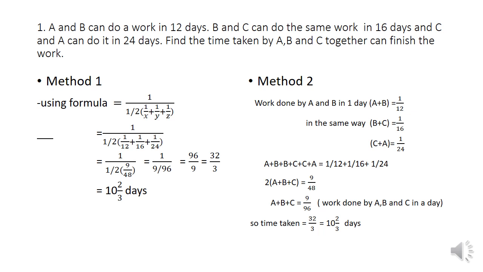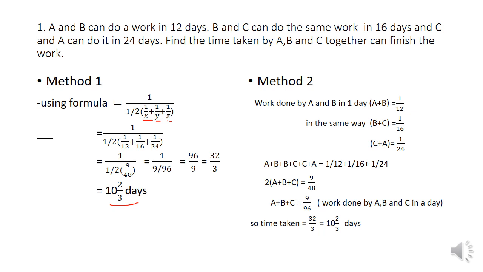One is using the formula, and the formula method is 1 by 2 into 1 by x plus 1 by y plus 1 by z. Here x is the time taken by A and B working together, y is the time taken by B and C working together, z is the time taken by C and A working together. By substituting the values of x, y, z, we will get 32 by 3. We can show it in the form of a mixed fraction, that is 10 2 by 3 days.